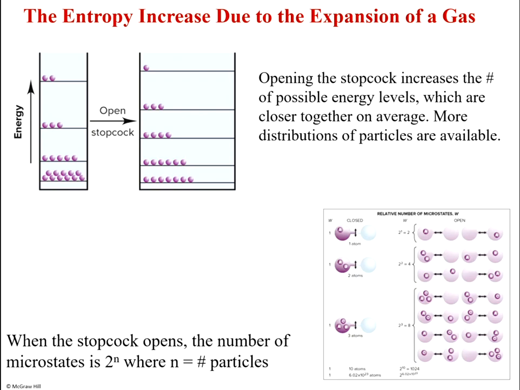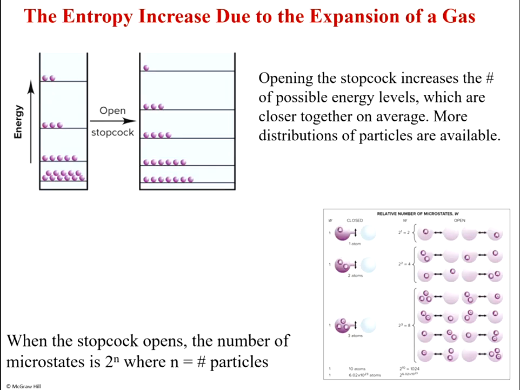When we go down to the next state, we have 2 atoms, A and B. If we open the stopcock, we can have A and B on the left, A on the left and B on the right, B on the right and A on the left, or both A and B on the right-hand side. So now we have 4 different ways the system can exist.